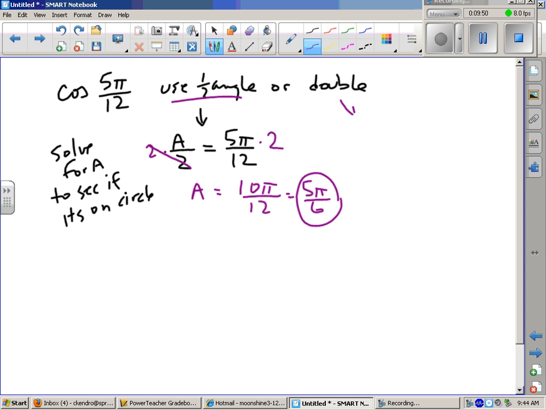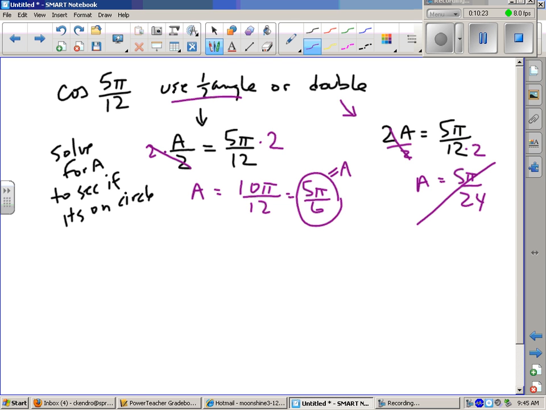Now let's just do the double just to see what it looks like. So I would say 2A equals 5 pi over 12. Again, I'm going to divide both sides by 2. Cancel those, so A equals 5 pi over 24. That's not on our circle, so we know that we have to use the half angle formula there. So then you do it just like we did the other one. You put this in for A into the formula and go from there.